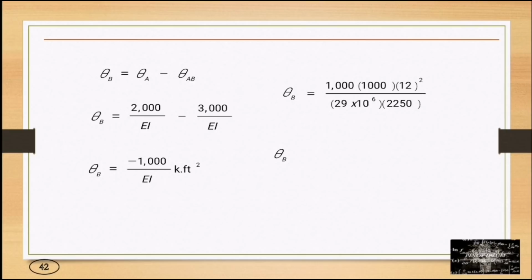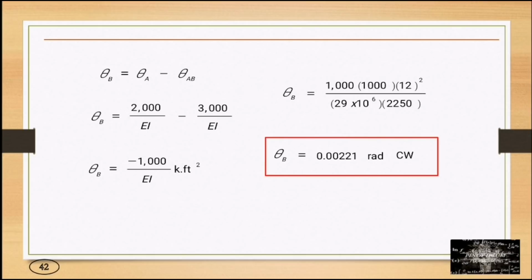So our theta B is equal to 0.00221, expressed in radian. Since it is negative, it is clockwise, no? Okay?